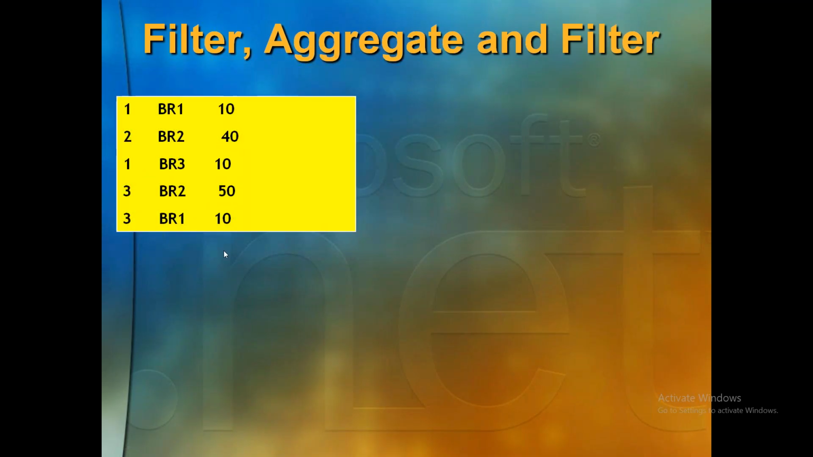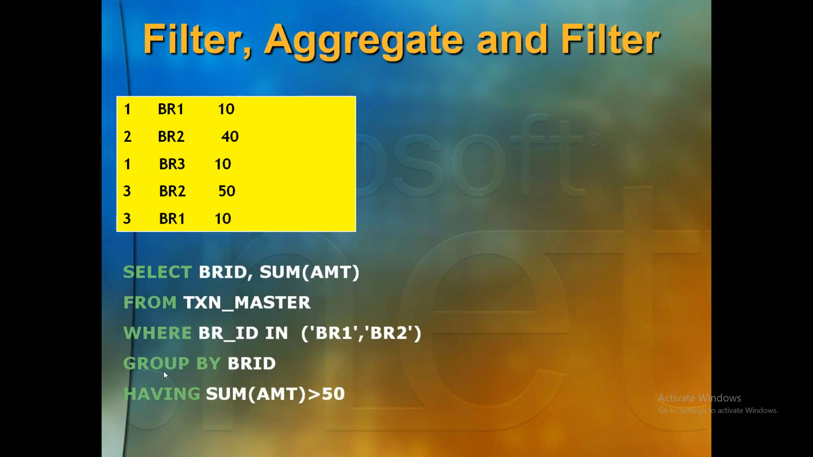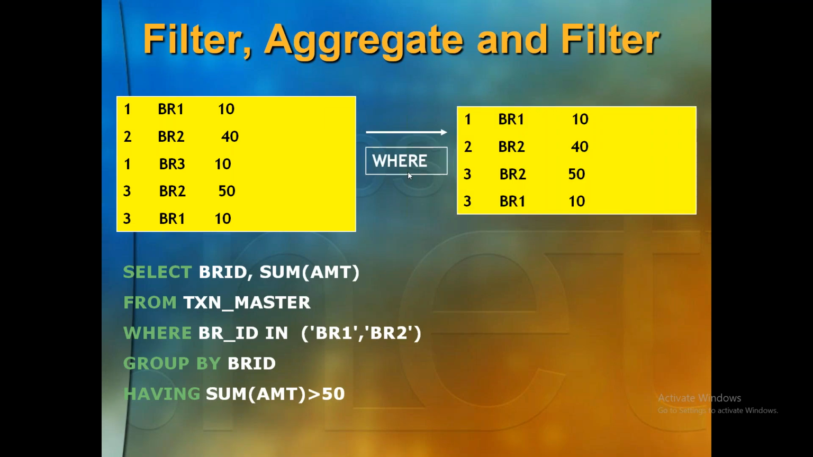So this is my data, and this is a transaction table. This is the query. What is the table name? Transaction master. So branch ID, sum of amount. What I'm trying to do is go to this table where branch ID in BR1 and BR2. First, the where clause is going to be applied. BR3 data got eliminated.